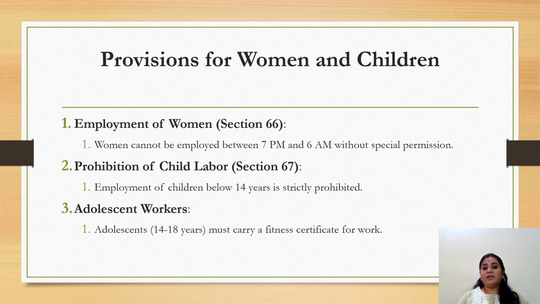Provisions for women and children. Women are prohibited from working between 9 p.m. and 6 a.m. unless special permission is granted. Employment of children below 14 years is strictly prohibited. Adolescents aged 14 to 18 must have a medical fitness certificate.